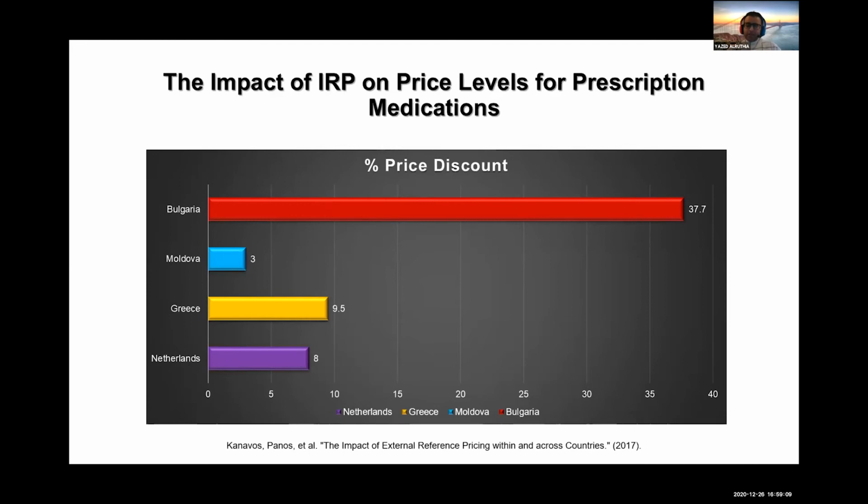The impact of external reference pricing or international reference pricing on price levels for prescription medications. For example, Bulgaria, it has resulted in a 37.7% discount compared to Moldova of 3%, Greece of 9.5%, and Netherlands of 8%. So it really resulted in a discount. However, the discounted price does not guarantee discounted spending on pharmaceuticals.